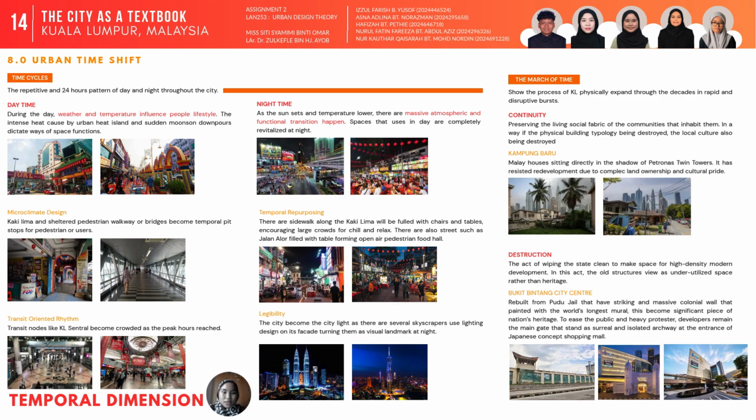So the first one is continuity, preserving the living social fabric of the communities that inhabit them. Simply saying, if this area is destroyed, the community is also destroyed, such as we can see in Kampong Baru, a Malay house sitting directly in the shadow of the Petronas Twin Towers. It has resisted redevelopment due to complex land ownership and cultural pride.